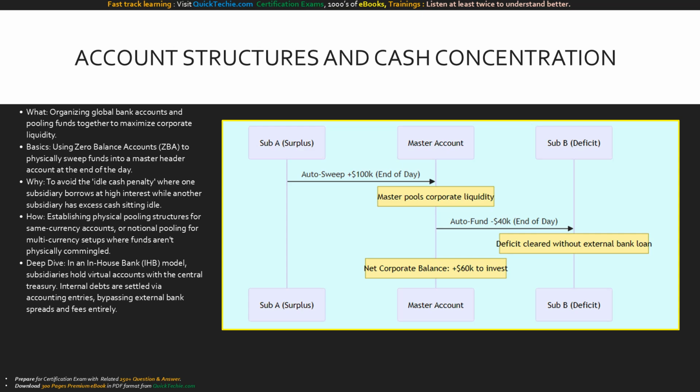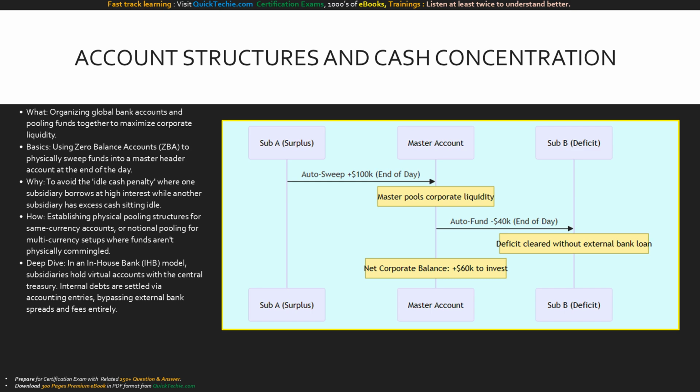Now we arrive at the architectural plumbing of cash management: account structures and cash concentration. What does this mean? It means intelligently organizing your bank accounts to pool corporate cash together. The basics rely on zero balance accounts, or ZBAs. A ZBA automatically sweeps its end-of-day balance up to a master corporate account.